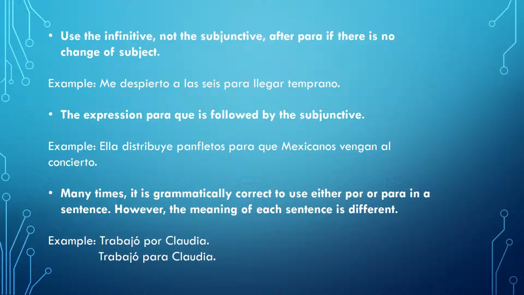Many times it is grammatically correct to use either por or para in a sentence. However, the meaning of each sentence is different. So the sentences can look very similar, and you can use por or you can use para, but the meaning will be totally different. So in this example, trabajo por Claudia. He worked in place of Claudia. Trabajo para Claudia. He worked for, in the employment of Claudia. Very similar, means totally different things.